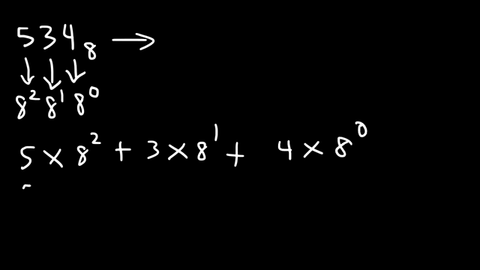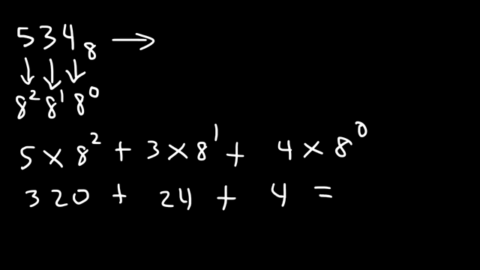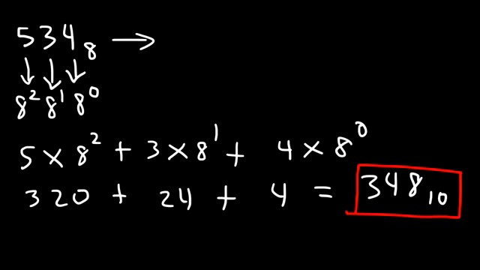Now 8 squared, that's basically 8 times 8, which is 64. And then 5 times 64 is 320. Now 3 times 8 is 24. And anything raised to the 0 power is 1. So 8 to the 0 is 1. 1 times 4 is 4. So we need to add 320 plus 24 plus 4. And that will give us 348 in the base 10 system. And so that's how you can go back from the octal system into the base 10 system.